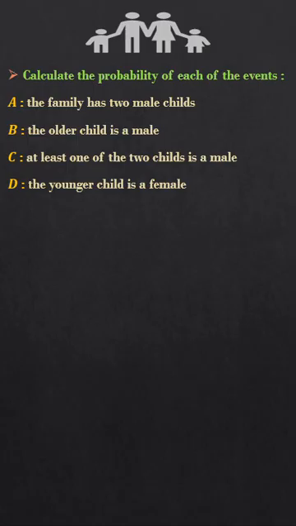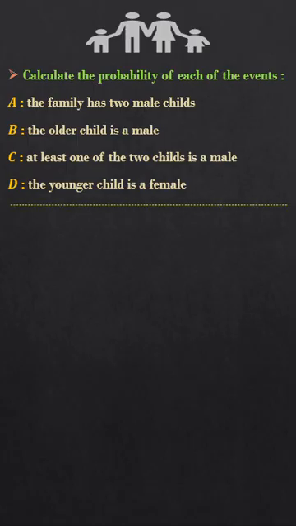Then, the probability of the event B, according to which the older child would be a male. After that, the probability of the event C, which states that at least one of the two children is a male. And finally, the probability of the event D, according to which the younger child would be a female.